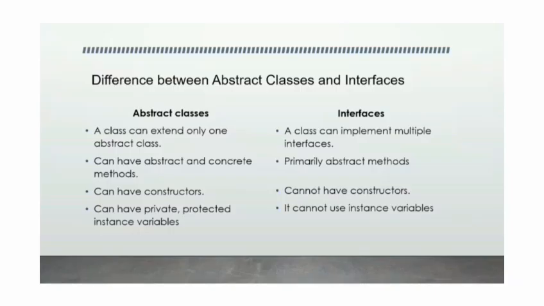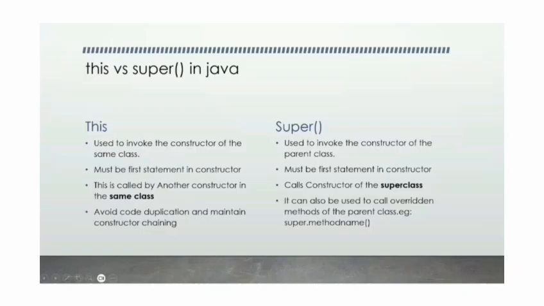Abstract classes can support constructors, while interfaces cannot. Abstract classes can support constructors because abstract methods are declared inside the abstract class and implemented inside the subclasses. When we create an object for the subclass, it calls the superclass constructor. So abstract classes can have constructors. Instance variables can be declared as private and protected, but in interfaces, variables are public, static, final by default.